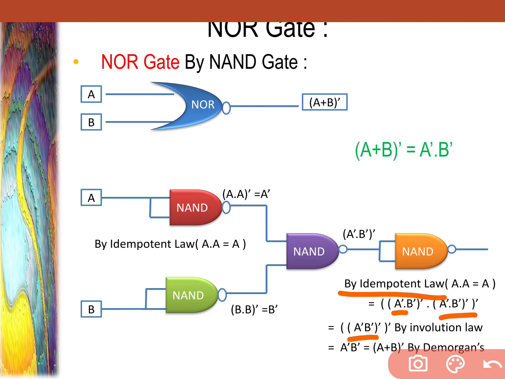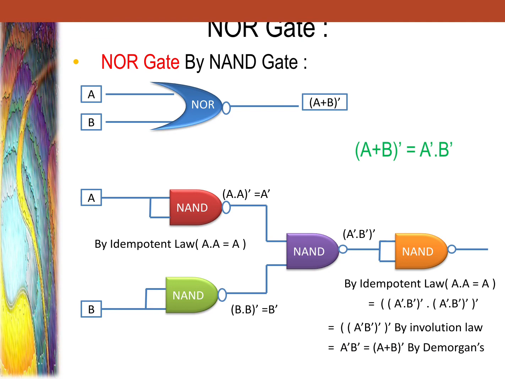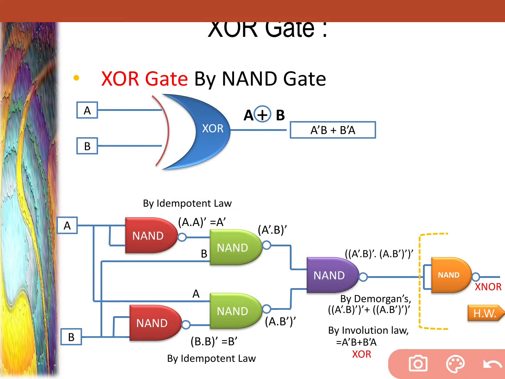And again we are facing one issue that we have to cancel dash with dash. Again, our involution law says we can cancel dash with dash. We are getting A dash dot B dash, and I told you earlier A dash dot B dash is A plus B whole dash. That is De Morgan's law. We are getting our expression. See the next one, XOR.